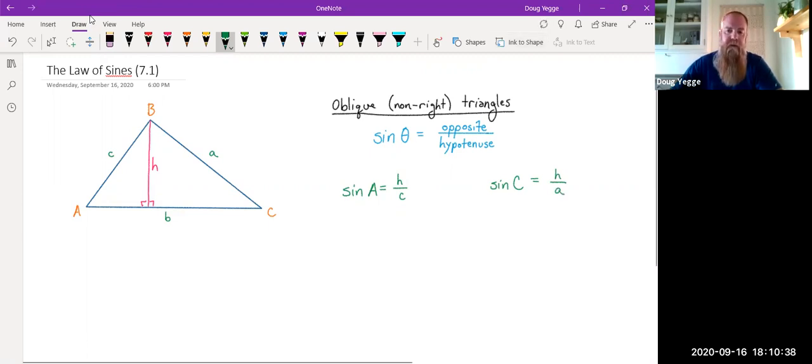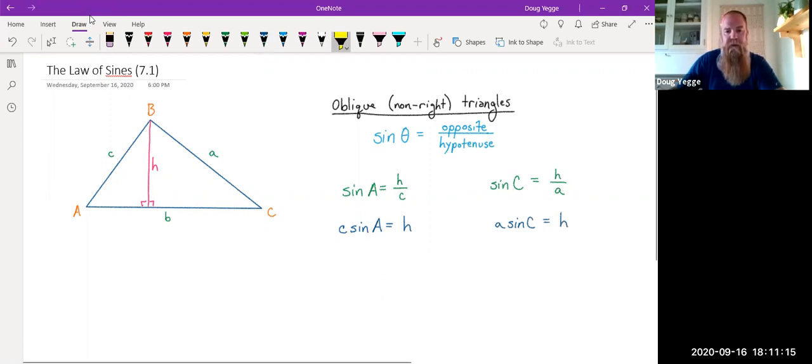Now this would require that we know what h is. Unfortunately, that would mean that we would have to find the height of each triangle in an oblique triangle. And I would prefer not to do that. So why don't we do a little bit of algebra by multiplying that c over to the other side, and we get that c times sine of angle A is the value of the height. But if you look over at this one, we also see that a times sine of angle C is equal to the height.